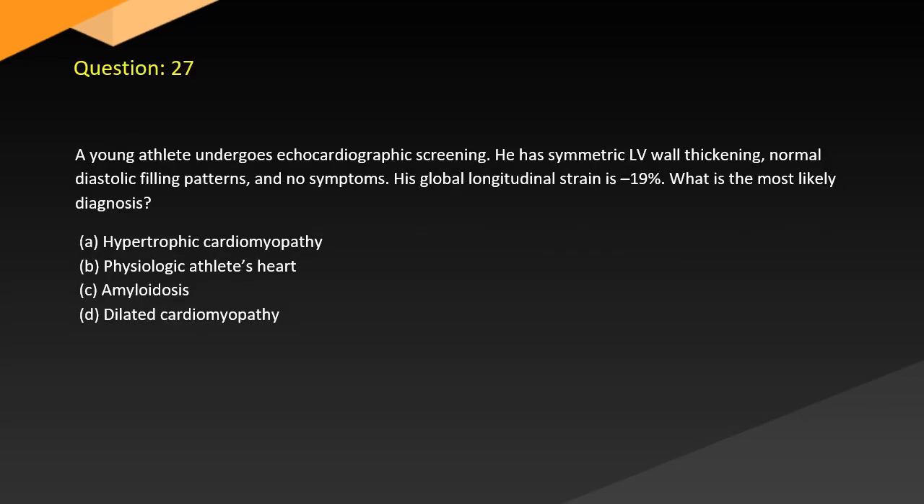Question 27. A young athlete undergoes echocardiographic screening. He has symmetric LV wall thickening, normal diastolic filling patterns, and no symptoms. His global longitudinal strain is negative 19%. What is the most likely diagnosis? A. Hypertrophic cardiomyopathy. B. Physiologic athlete's heart. C. Amyloidosis. D. Dilated cardiomyopathy.